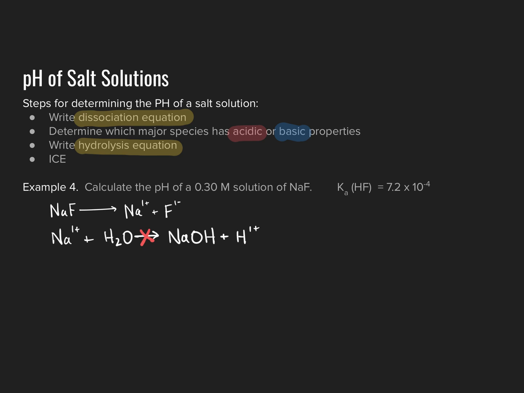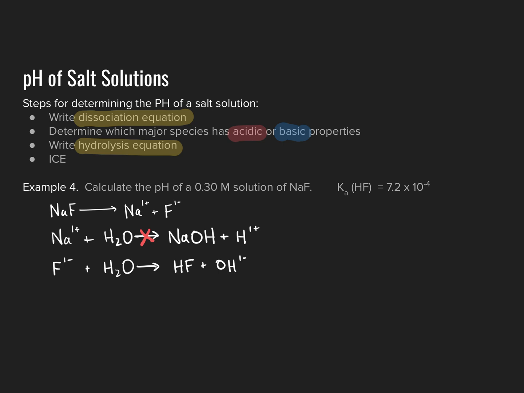So now that I've identified the fluoride ion as the ion we need to pay attention to, let's go ahead and write a hydrolysis reaction showing the interaction between that fluoride ion and water. The fluoride ion, F negative, is going to react with water, H2O, in an equilibrium to form hydrofluoric acid, HF, and the hydroxide ion, OH negative. Again, that fluoride ion is picking up a hydrogen off of water, and in doing so is acting as a base. So I've got the applicable hydrolysis equation now.